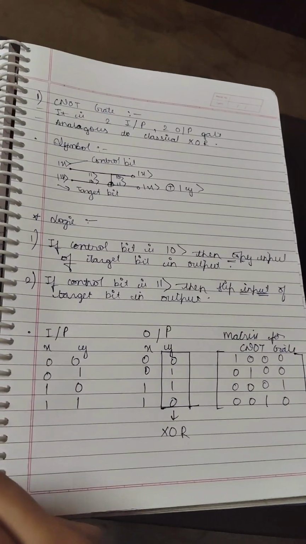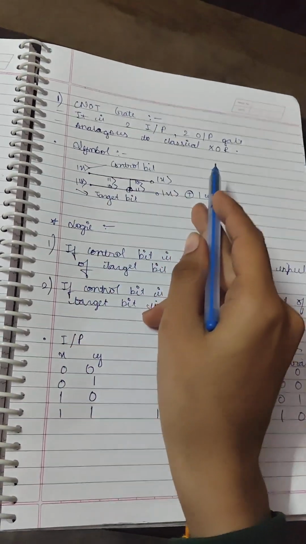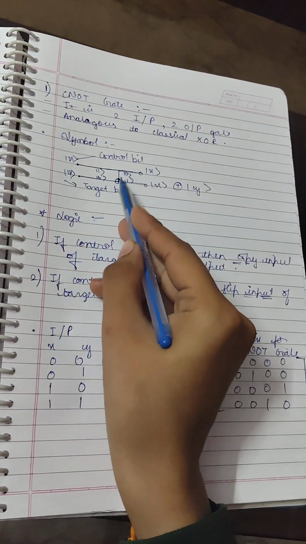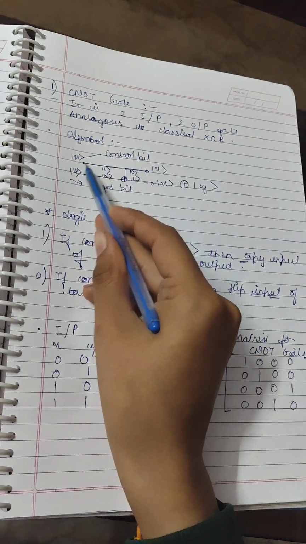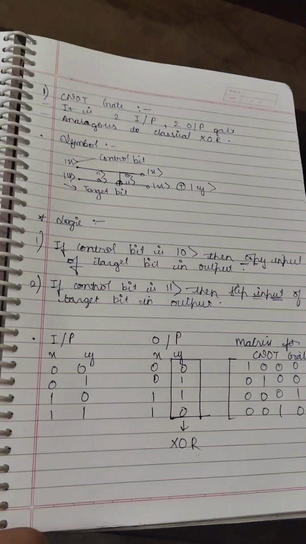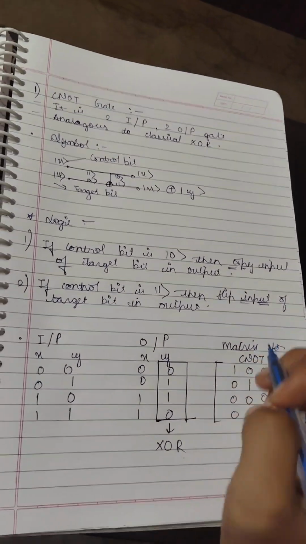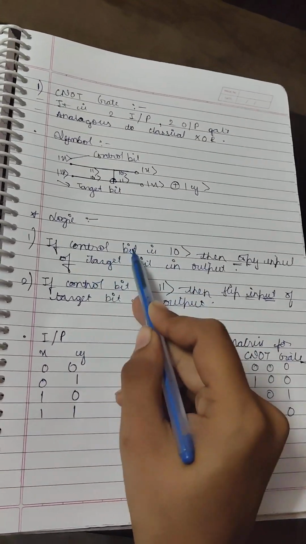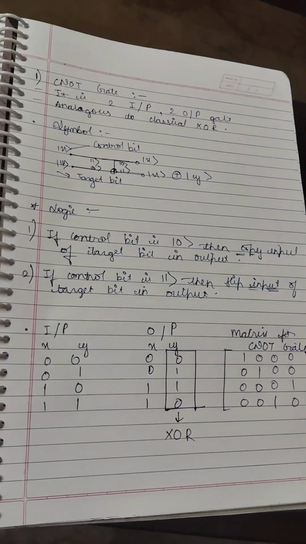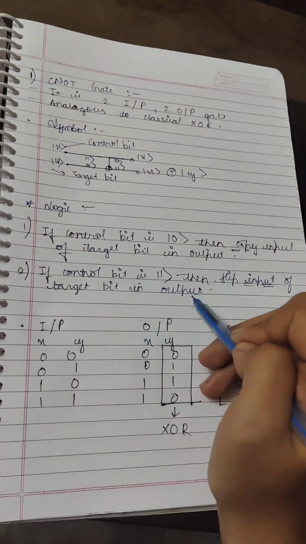As we already know, the CNOT is a 2 input and 2 output gate and it is analogous to classical XOR. The symbol for the CNOT gate is like this. It is the symbol where the dot represents the control bit and this represents the target bit. So we needed the logic of how the CNOT gate works. The logic behind how the CNOT gate works is: if control bit is 0, then copy the input of target bit in the output. And if control bit is 1, then flip the input of target bit in output.